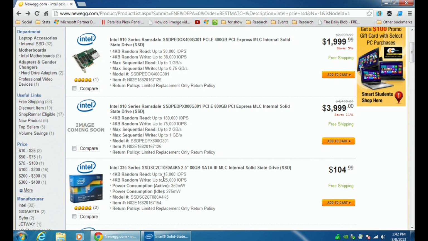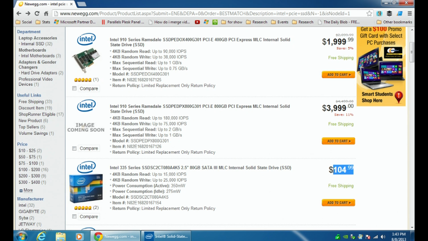Again, random write, we're looking at 25,000 input-output operations per second. Here it's 38,000, and for the most expensive drive, it's 75,000. Then we can go down here and look at the max sequential read write. For this particular one, it's 1 gig per second read, up to 0.75 gigs per second write. And if you go down here, you can see it's up to 2 gigs per second read and 1 gig per second write. So these are the different performance metrics that you need to be looking at in a solid state drive to determine which one you want to buy.